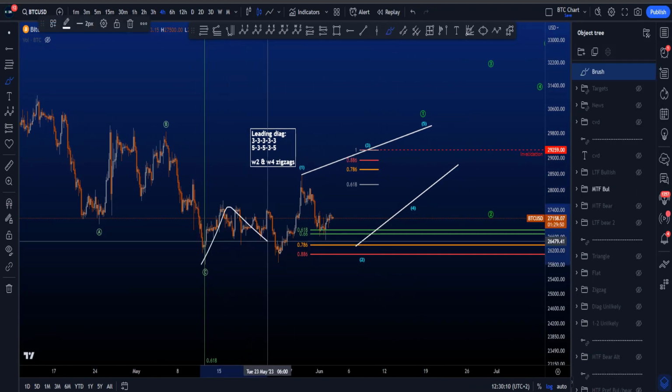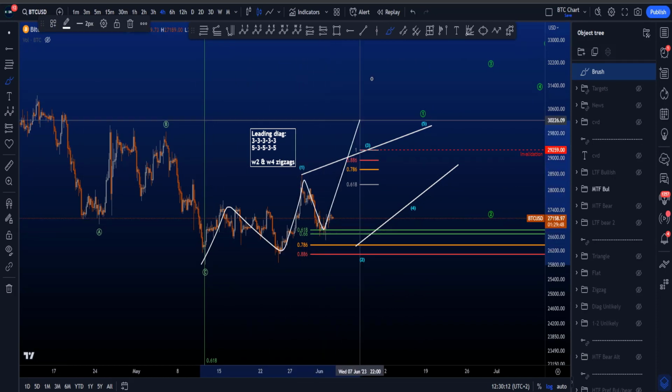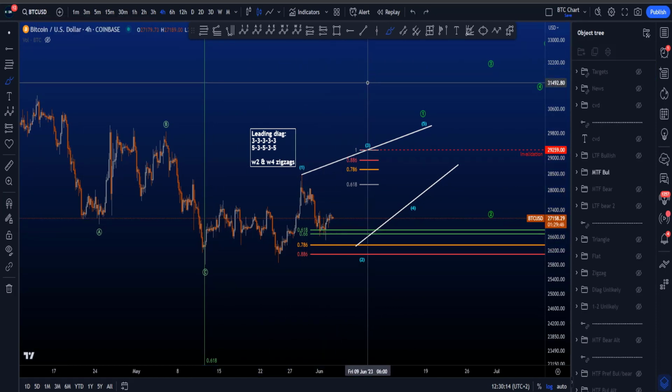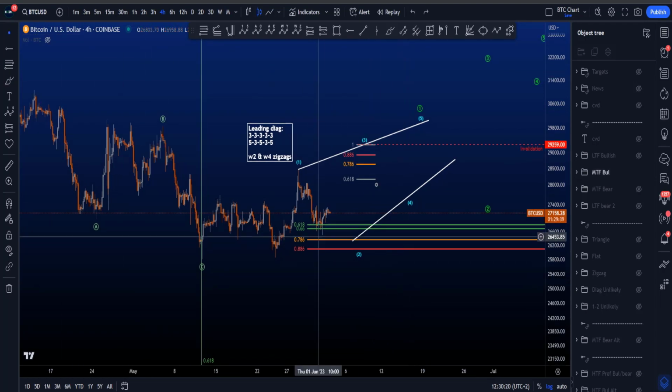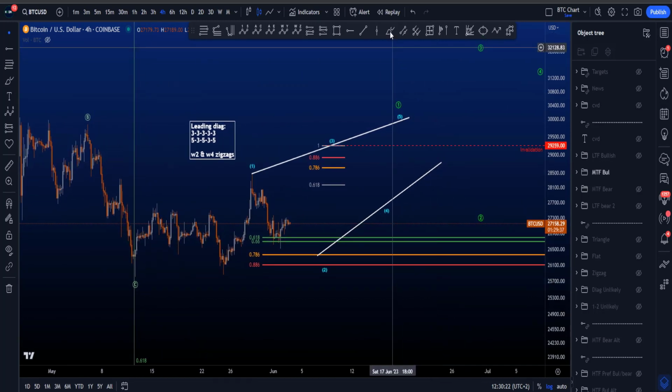Previously, we had a potential 1-2-1-2 going on for then a bigger 3, but there were so many things that I didn't like about that count that it's now an unlikely scenario, so I don't even show it in the video anymore, and I put this one on the chart right now, which is a leading diagonal.